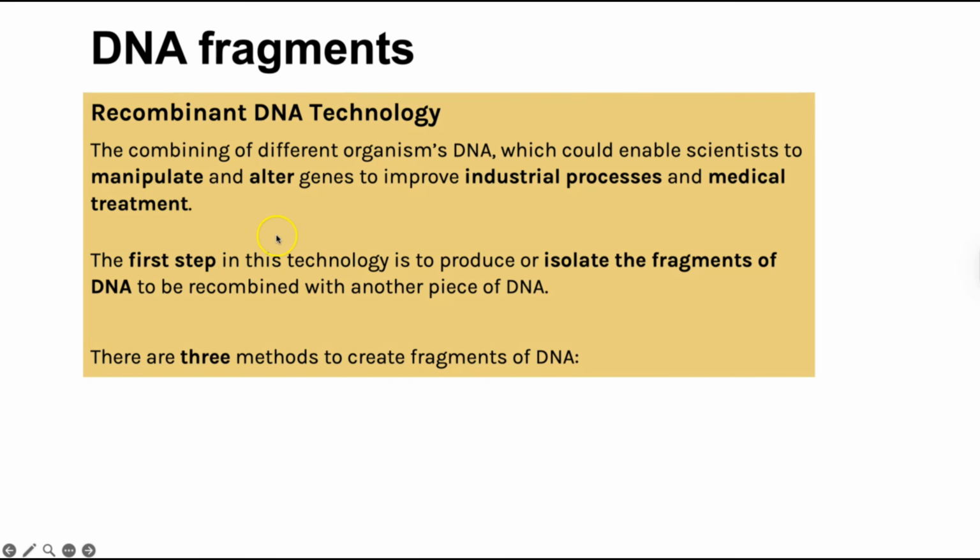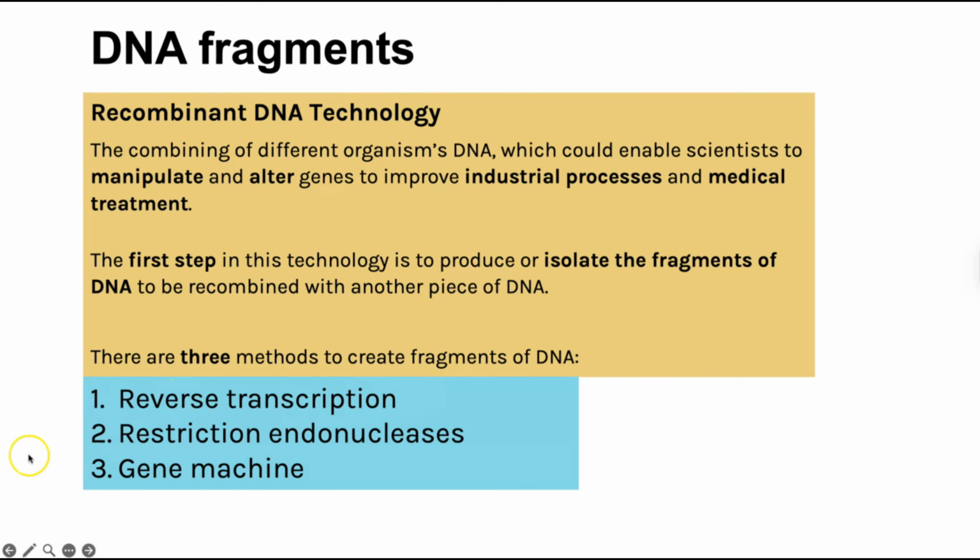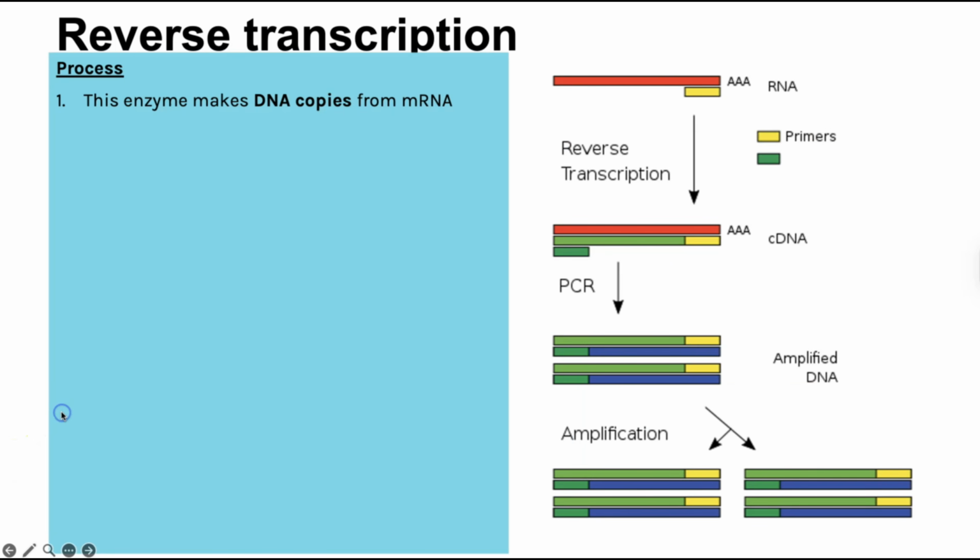So the combining of different organisms' DNA, which could enable scientists to manipulate and alter genes to improve their industrial processes, or we looked at medical treatments, always starts with you have to get your gene of interest, which means isolating the DNA fragment. And there's 3 methods: reverse transcription, restriction endonucleases, and the gene machine. So reverse transcription, this is using an enzyme. And this enzyme makes DNA copies from mRNA. The enzyme actually isn't written yet, but it is reverse transcriptase. So that enzyme is an enzyme that can make DNA copies from mRNA.